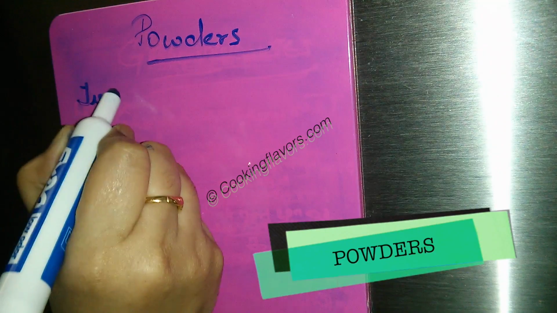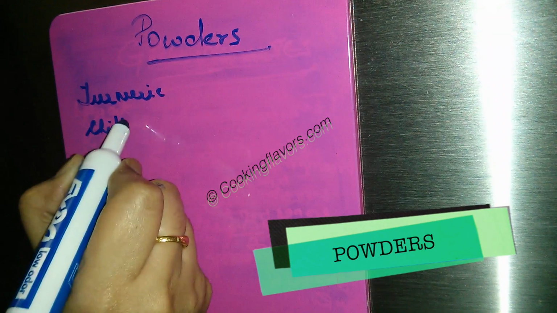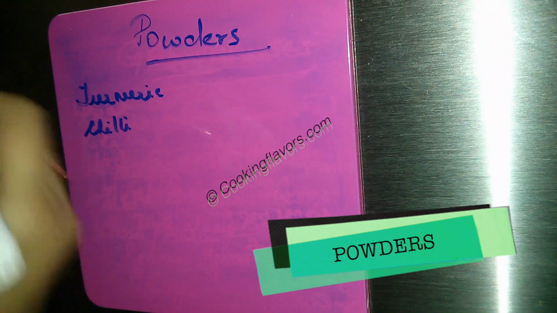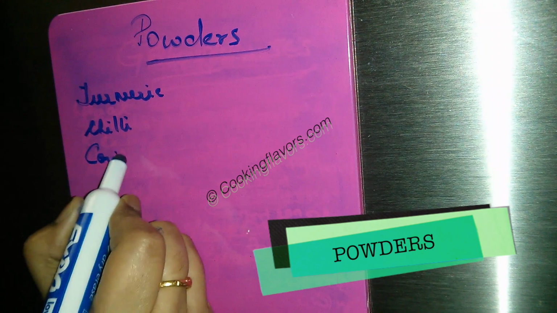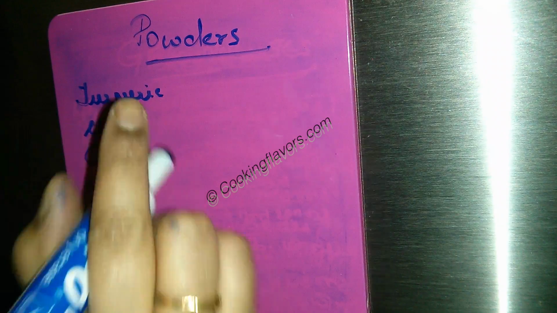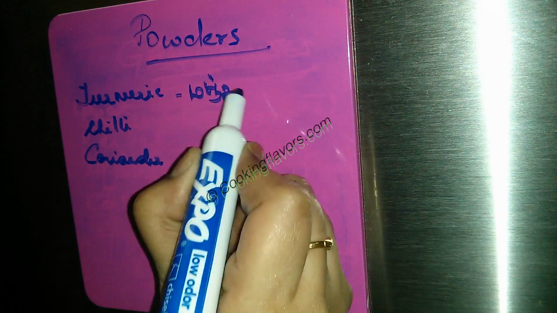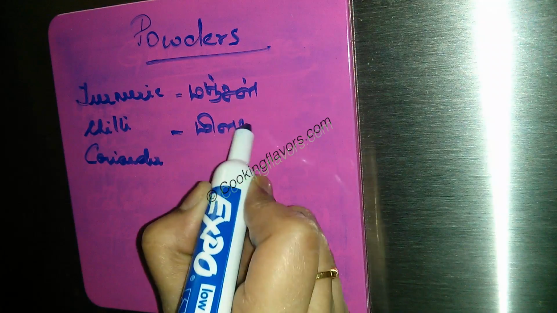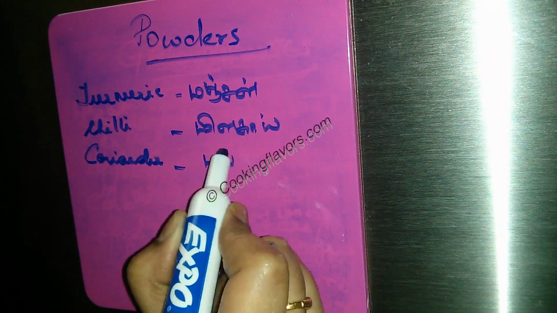Next category is powders or thool vagaigal. The first one is turmeric powder, chili powder, and coriander powder, which is a basic manjal thool, milagai thool, and malli thool. Basic essential things. If you have these three, you can manage any type of South Indian cooking.